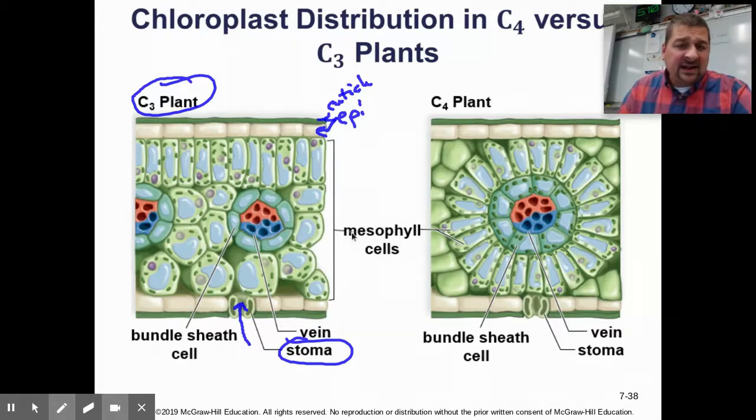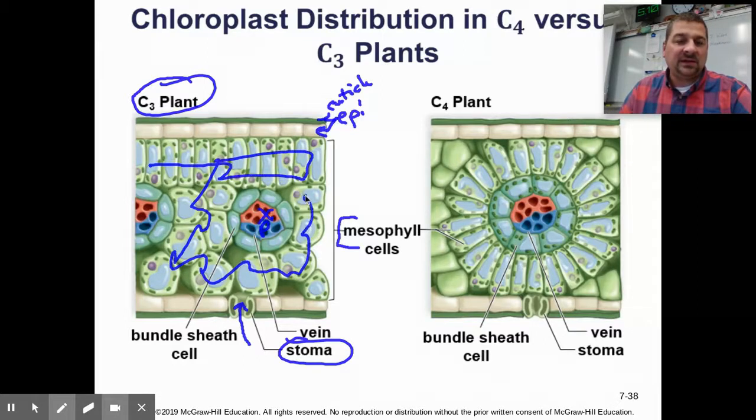And then inside here, we said the photosynthesis takes place in the mesophyll cells. And then your leaf vein, where water is coming up. Here's the xylem. Here's the phloem right here, taking the sugars back down. You have these bundle sheath cells around that leaf vein. But photosynthesis is taking place all through here in the mesophyll cells.